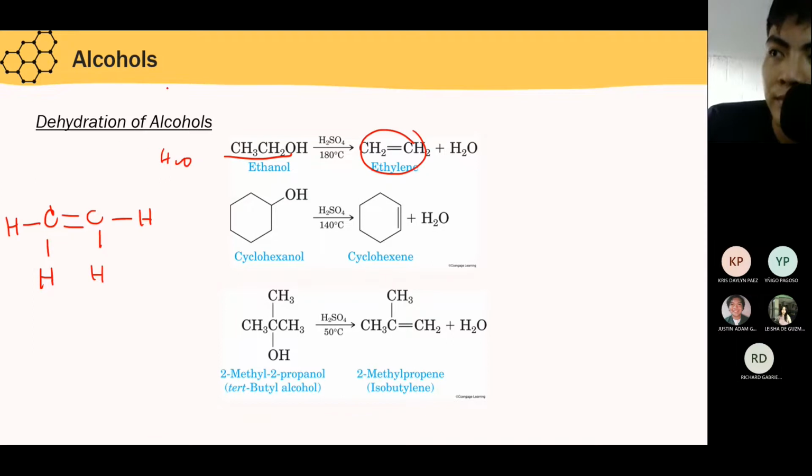Okay? Let's do the same dito. So try natin to. So for cyclohexanol, wag mo yung drawing lahat. Ito lang. Yung Lewis structure bandang OH lang. Okay? So medyo lakihan ko.